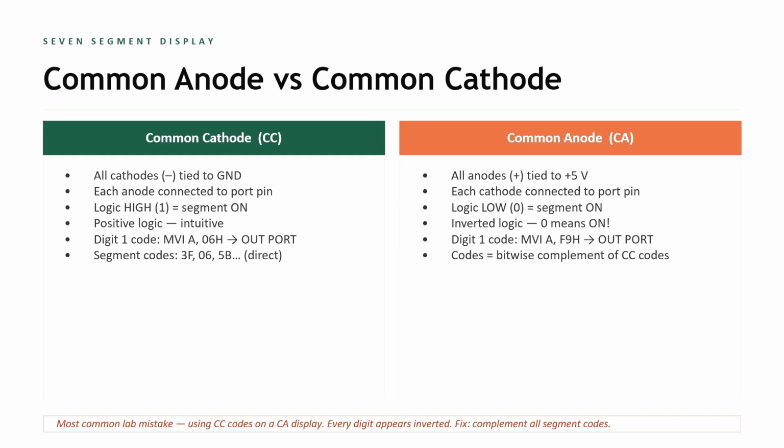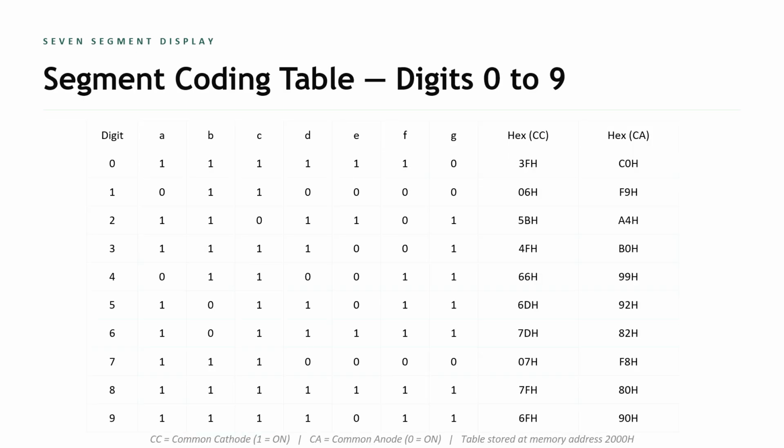The most common mistake in the lab is using common cathode code on a common anode display. Every digit appears inverted. The fix is simple: complement all segment codes. And this is our segment coding table for common cathode mode. This is common cathode mode, and this is for common anode mode.